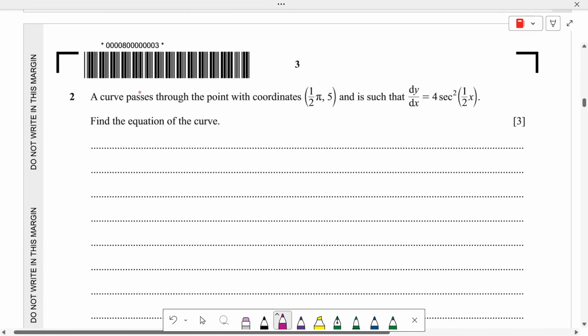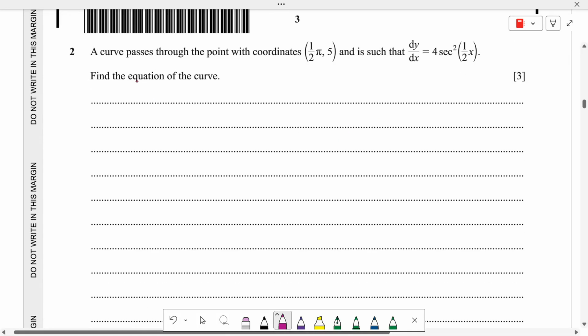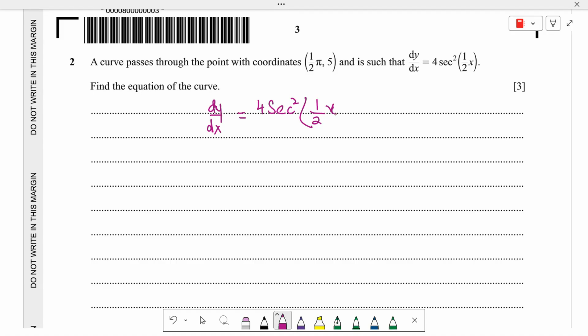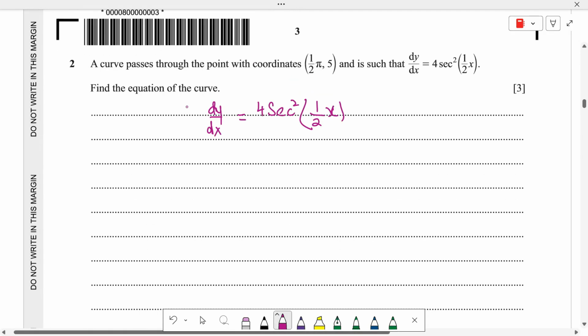Question number 2. A curve passes through the point with coordinates (1/2 π, 5), and it's such that dy/dx is equal to 4 sec²(1/2 x). Find the equation of the curve. We have dy/dx equal to 4 sec²(1/2 x), and we need to find the equation of the curve.